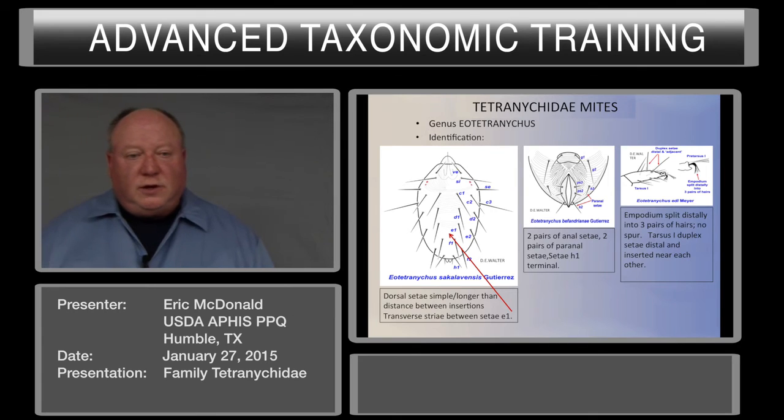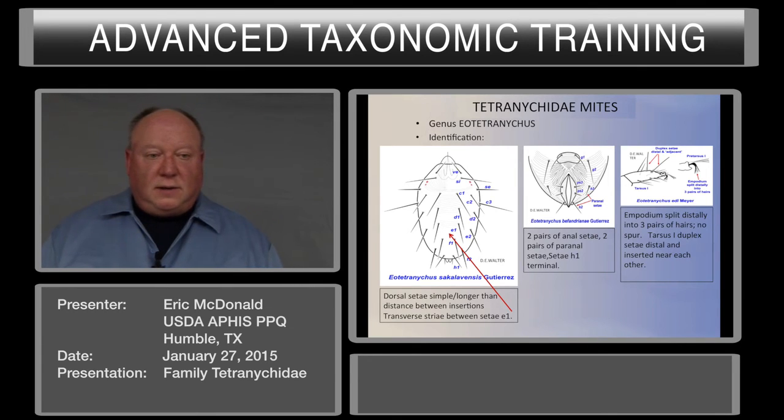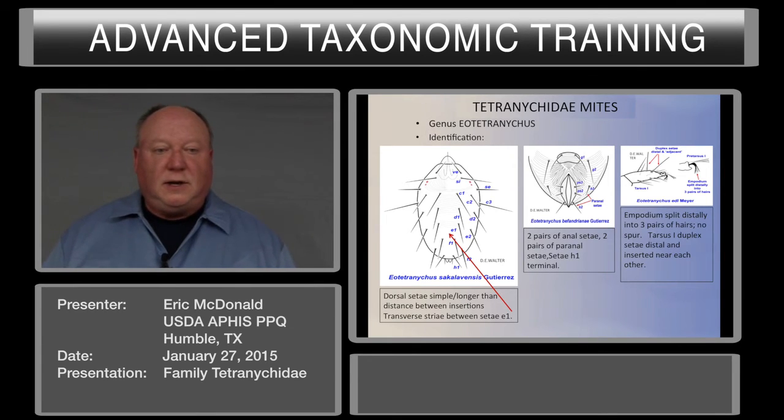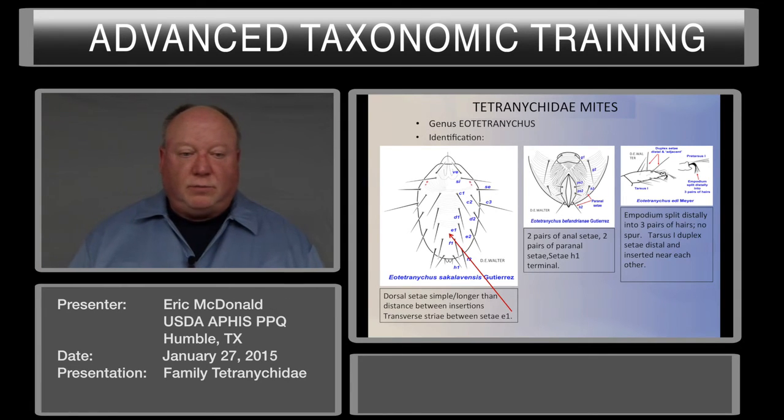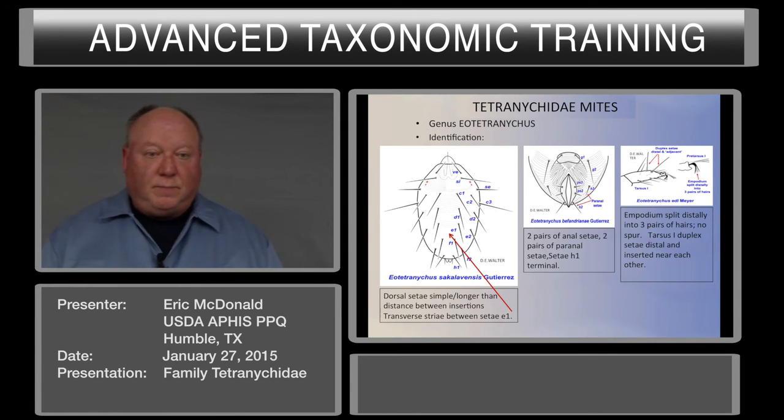Key characters to the genus are 2 pairs of anal setae, 2 pairs of perianal setae, and the CDH1 terminal. Also, the empodium is split distally into 3 pairs of hairs and no spur is present. On tarsus 1, the duplex setae are distal and inserted near each other. In addition, the dorsal setae are simple and longer than the distance between insertions, and transverse setae are present between setae E1.